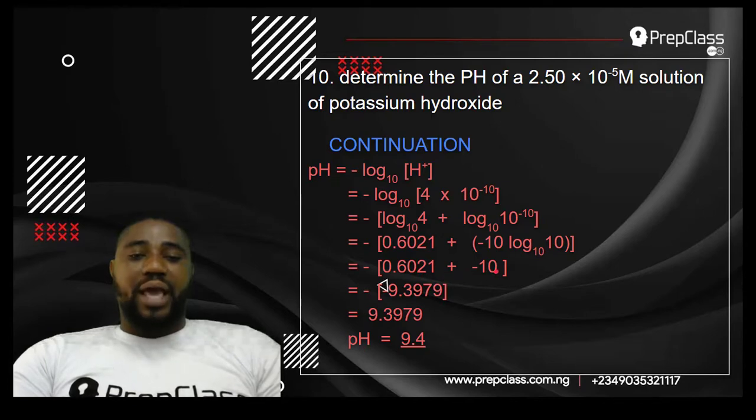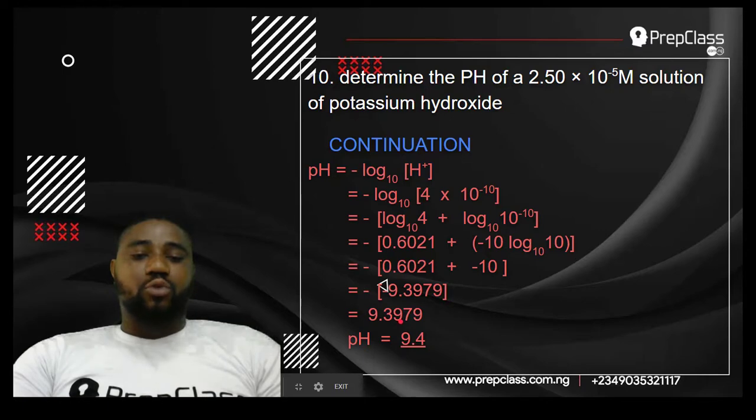So that gives you equals minus 0.6021 plus minus 10. I'm supposed to remove this plus sign, sorry for that, because plus times this minus is minus. So we're supposed to have 0.6021 minus 10. And that will give you minus 9.3979. So these brackets here, minus bracket minus, that's minus times minus is plus. So you have 9.3979. So your pH becomes approximately, I think, to 1 decimal place.